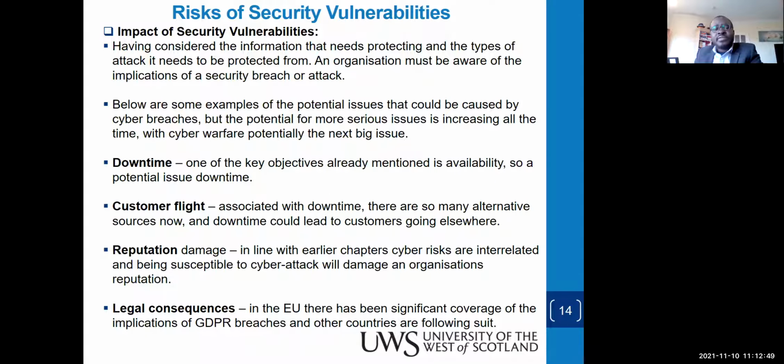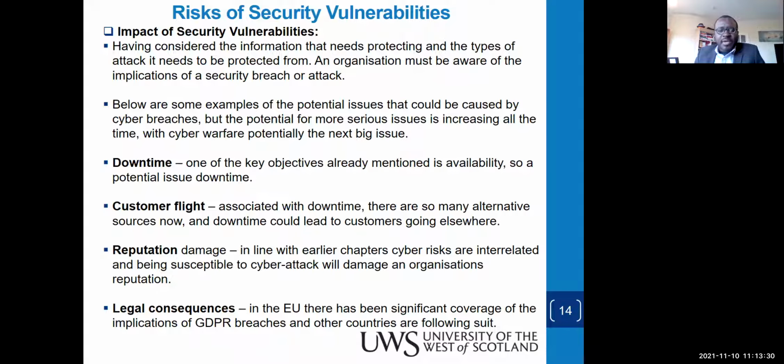All right. So finally, what are the impacts of security vulnerabilities? The impacts are a lot. The organization that allows its system to be vulnerable to security breaches will always have issues with performance or profitability. Now there are some examples of potential issues that could be caused by cyber security breaches, but the potential ones are more serious, increasing over time. Now we have downtime. One of the key objectives is availability. If it's not available, there could be downtime. You'll not be able to work, so you have potential issues.